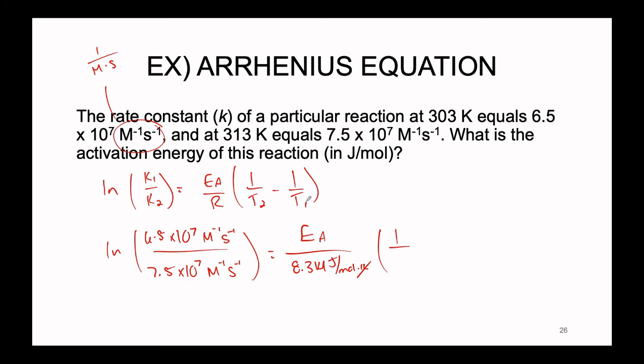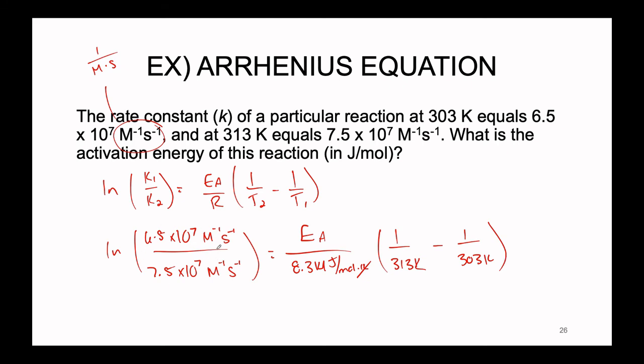All right, so since T2 is what gets inserted first, we're going to insert the temperature that corresponds to the 7.5 times 10 to the 7 rate constant. This is going to be our 313 Kelvin, and we will subtract out our T1, which is going to be 303 Kelvin.